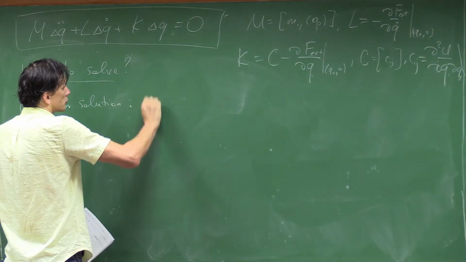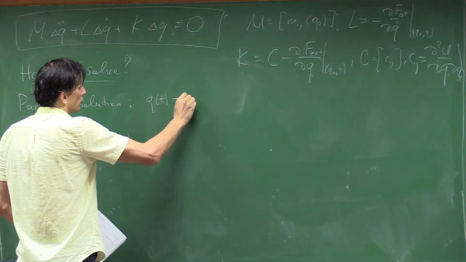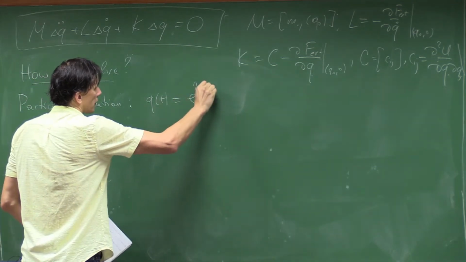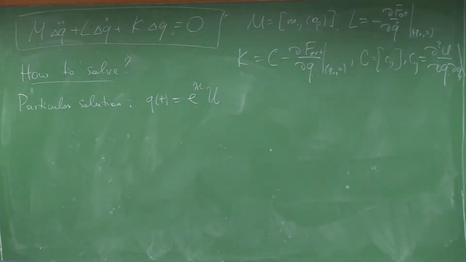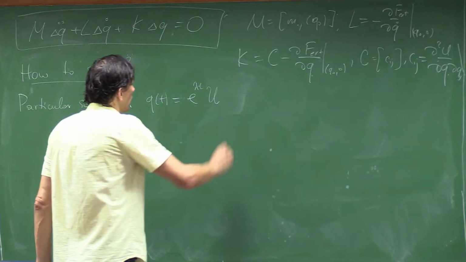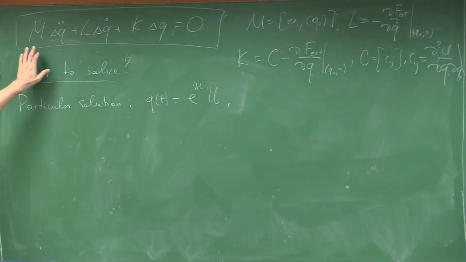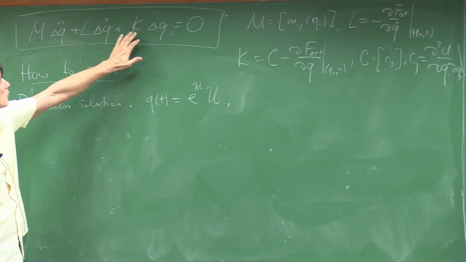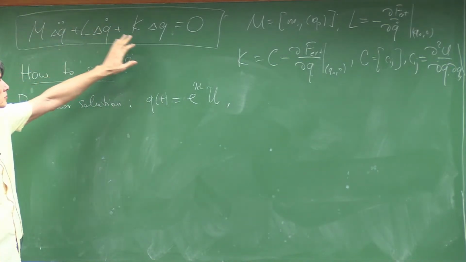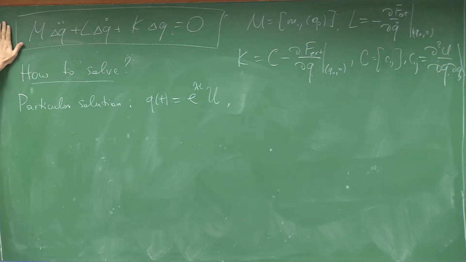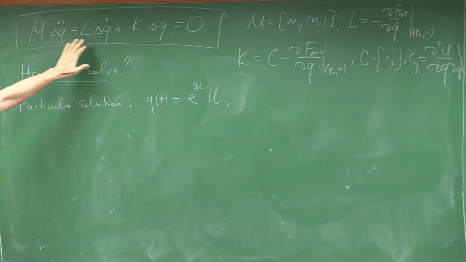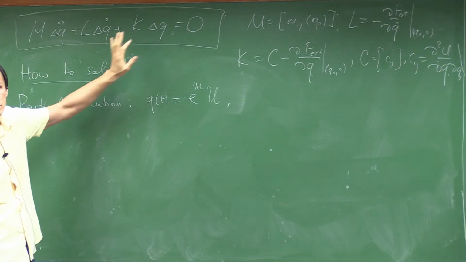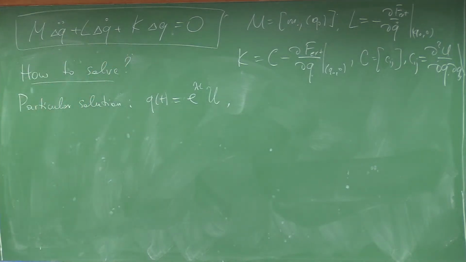Let's consider a particular solution. It will be in the form exponent lambda t times, I will use capital U here, the vector U, and exponent. And remember, just the same way, this system is linear with real coefficients, so we can solve it both in real variables and in complex variables. Doesn't matter. Complex variables also work.